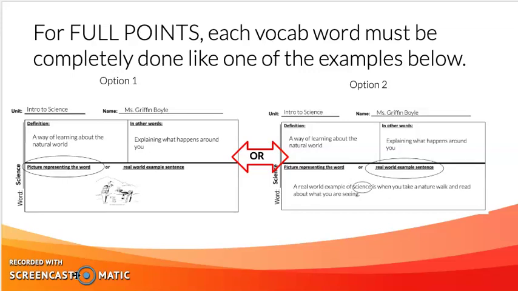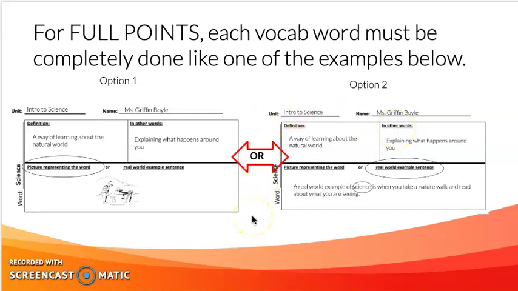So things they have in common. They both have the unit, Intro to Science. They both have your full name, Ms. Griffin-Boyle. They both have the word, science. They both have the definition copied down. Definition is copied here. Definition is copied here. They both have the in other words box filled in. In other words is copied here. In other words is copied here.